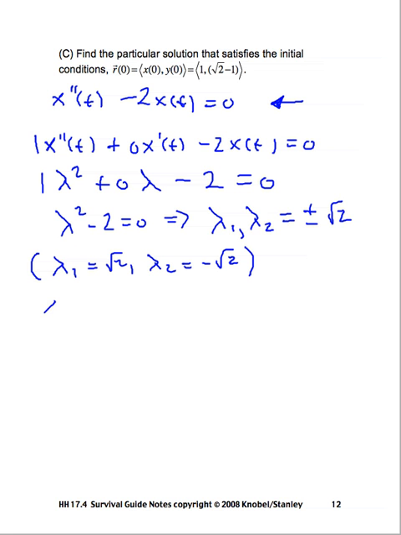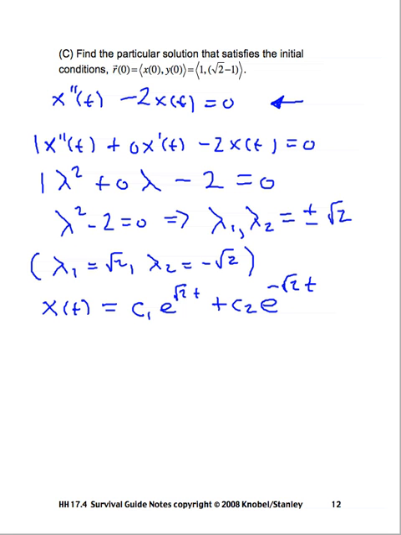And so x of t then, following the solution that's given on page 16 of the survival guide, you have C1 e to the lambda 1 t, so that's square root of 2 times t, plus C2. These C1 and C2 are arbitrary constants. You have to find these. Well, I'll show you how to find these in a moment. Minus e to the square root of 2 times t, that's lambda 2.